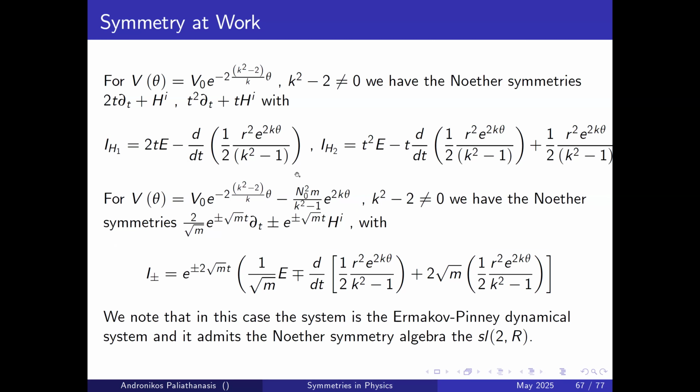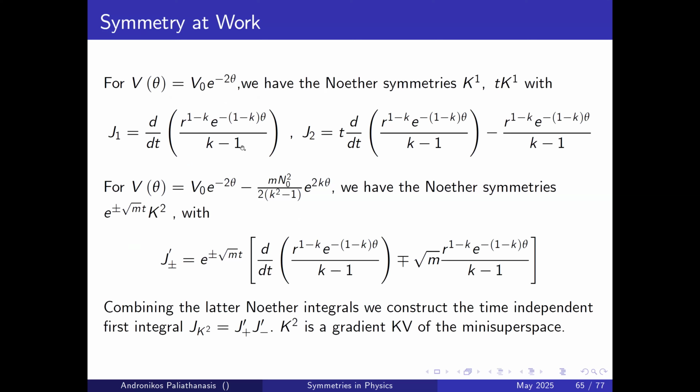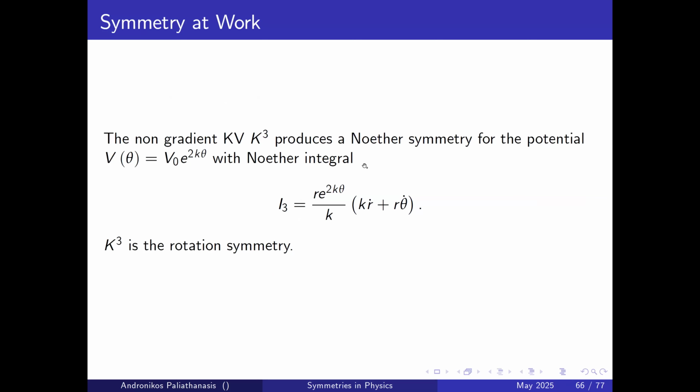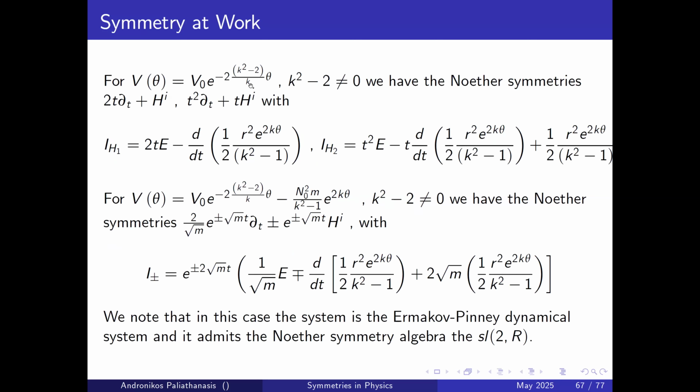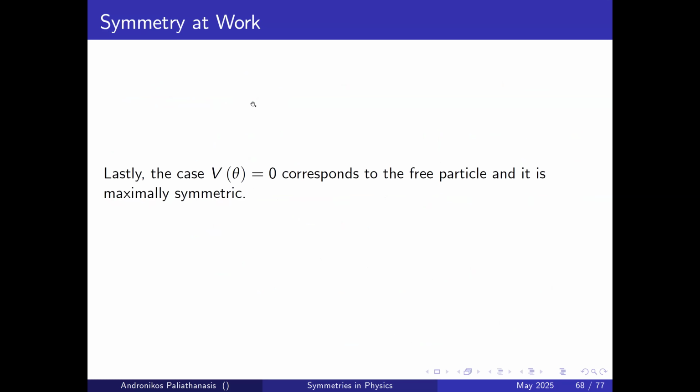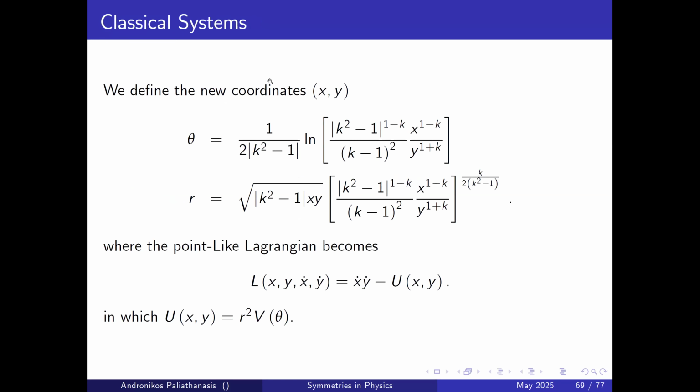We have this one, which is more general than the previous one. As you can see, there are different vector fields, while there are similar algebras, but the vector fields are defined differently. It depends on the functional form of the potential here. And of course, the case where the scalar field is free is maximally symmetric. Now, we define a new coordinate set.